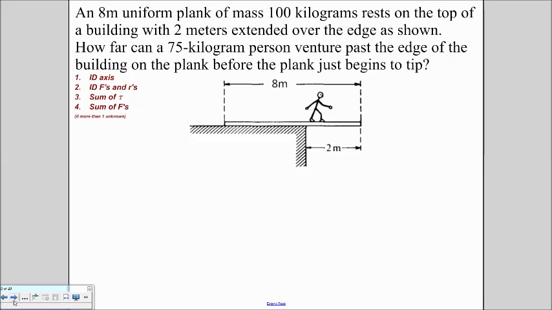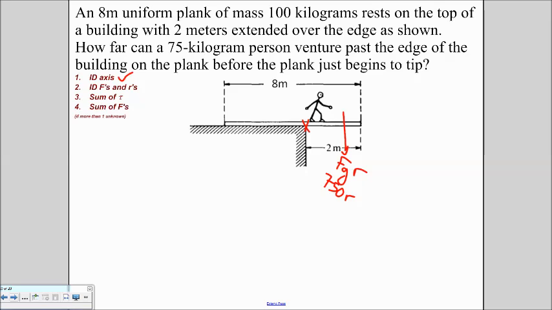All right, our first step is identify the axis. That axis is right there. Next step, identify the forces and their R's. This guy has a force of gravity, and his R is unknown. That's what we're solving for. So that is 750, Fg equals mg, times R.